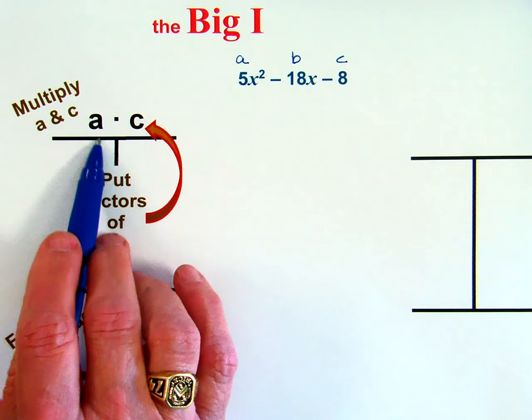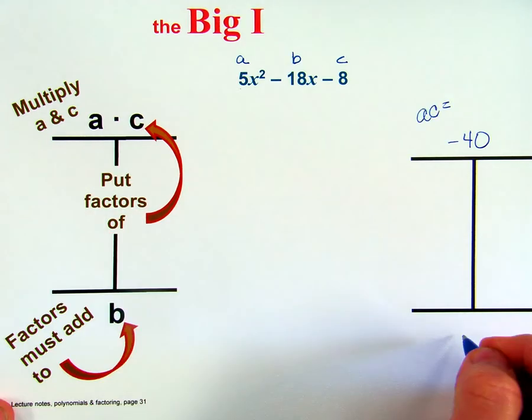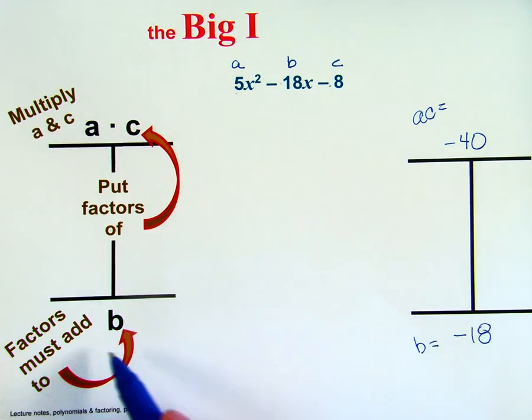A times C goes at the top. 5 times negative 8 is negative 40. B goes at the bottom, and that is negative 18. Sometimes people say, well, is it A and B, or is it C there, or whatever? Well, okay. Here's how I remember. B is at the bottom. Ba B, ba bottom. The other ones go at the top, and they're multiplied.